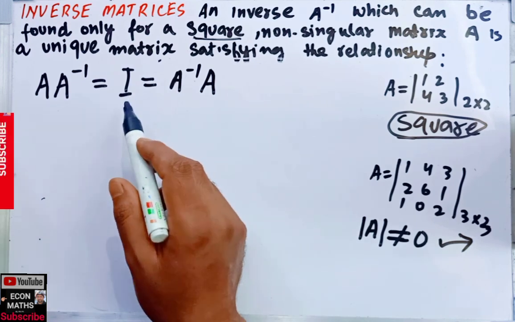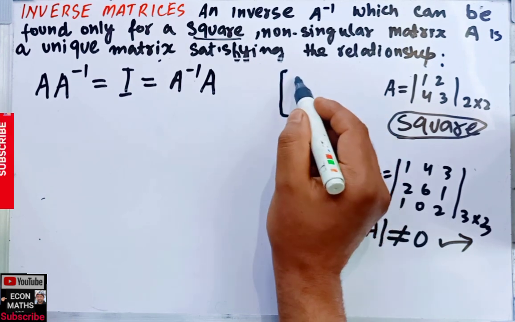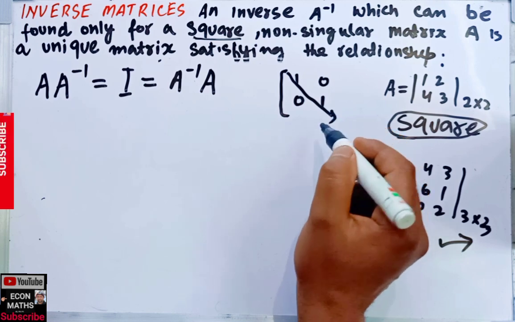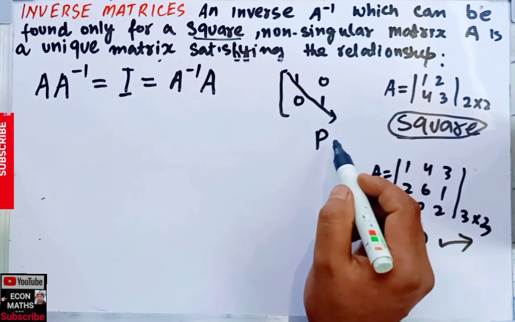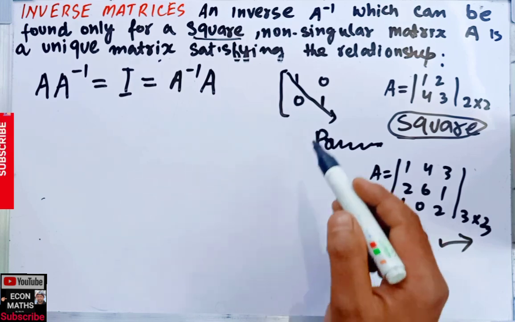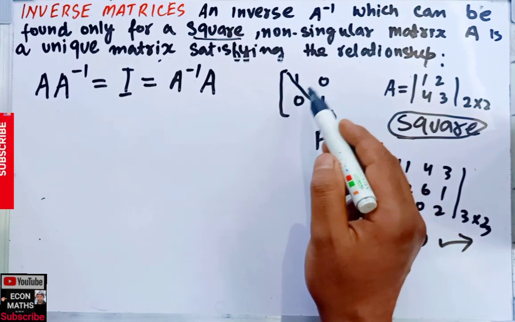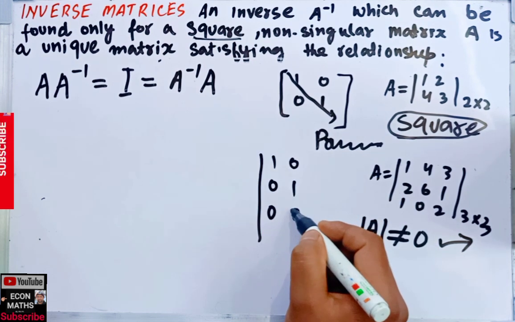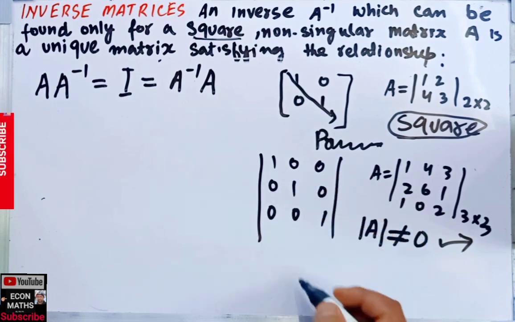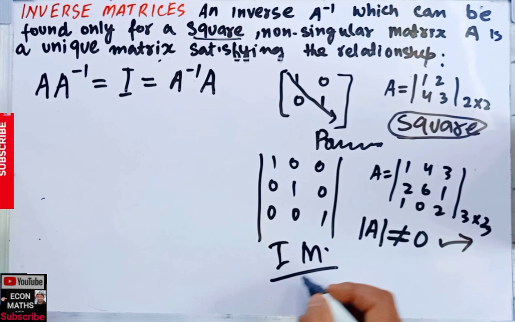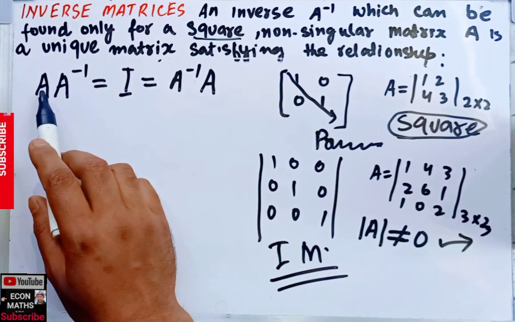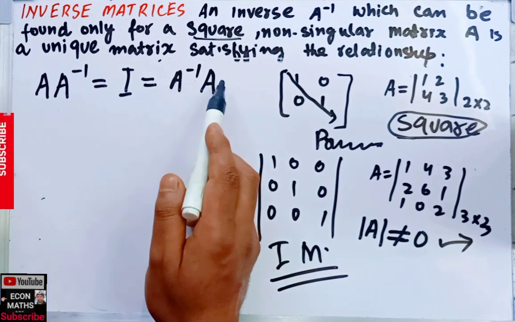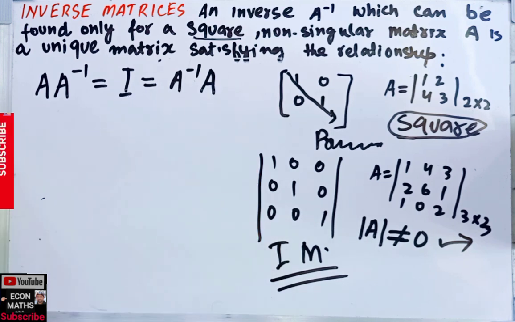The identity matrix is like, if I have 1, 0, 0, 1, this is called the principal diagonal. The elements on the principal diagonal must be only ones, and elsewhere must be 0. Like if I have another one, 1, 0, 0, 0, 1, 0, 0, 0, 1, this is an identity matrix. That is, multiplying the given matrix by its inverse, or multiplying an inverse by the given matrix, gives us the identity matrix.